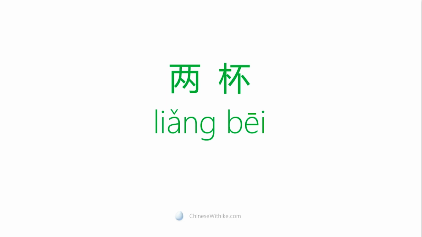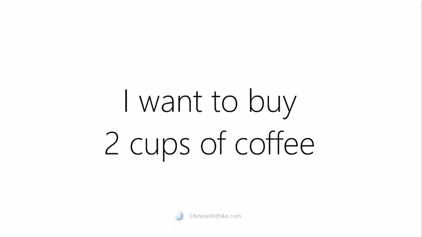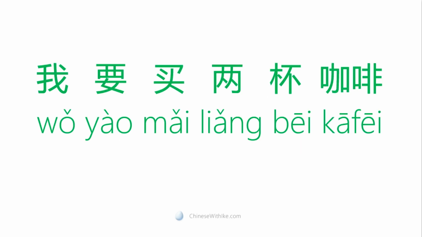In mini course 5, we learned that when you say 2 with a measure word, you have to use 两. This is how Chinese people say it. Do you remember how to say to buy? 买. Now try this. I want to buy 2 cups of coffee. 我要买两杯咖啡. 我要买两杯咖啡.